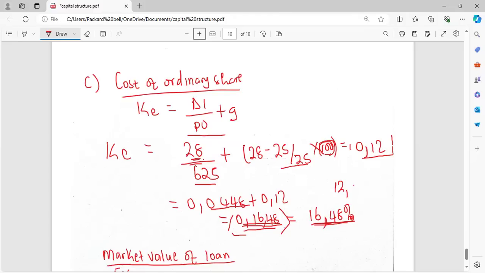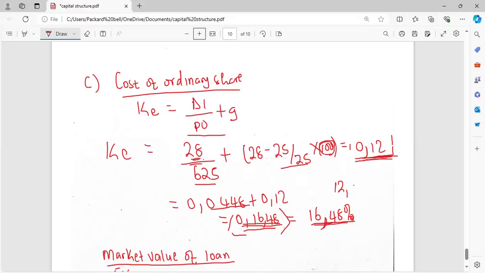Class, am I the only one getting this amount? I'm using the HP Financial Calculator and I don't get the answer as well. Let's look at it: 28 minus 25, how much are we going to have? 3. 3 divided by 25 is 0.12. This calculation is how you arrive here.